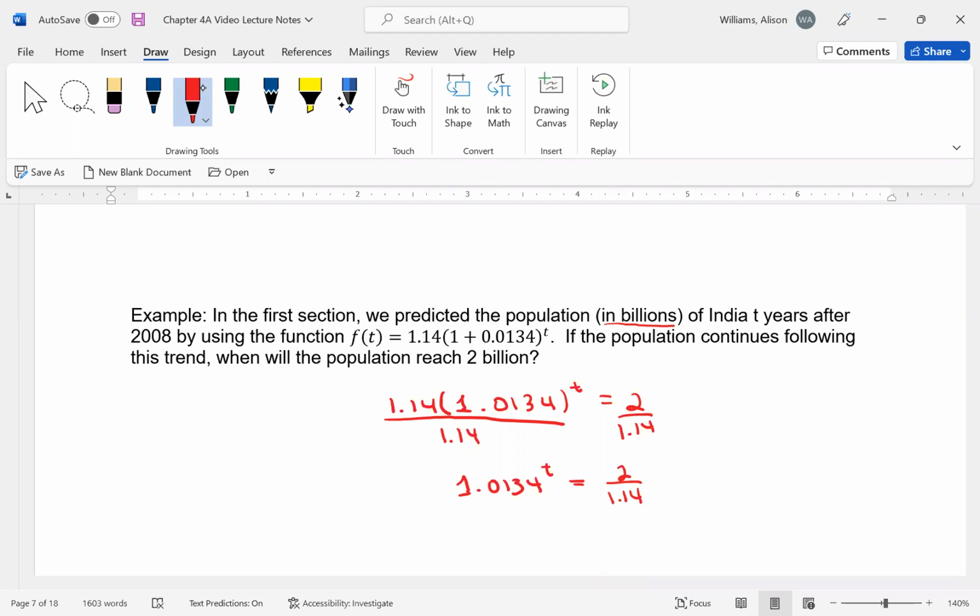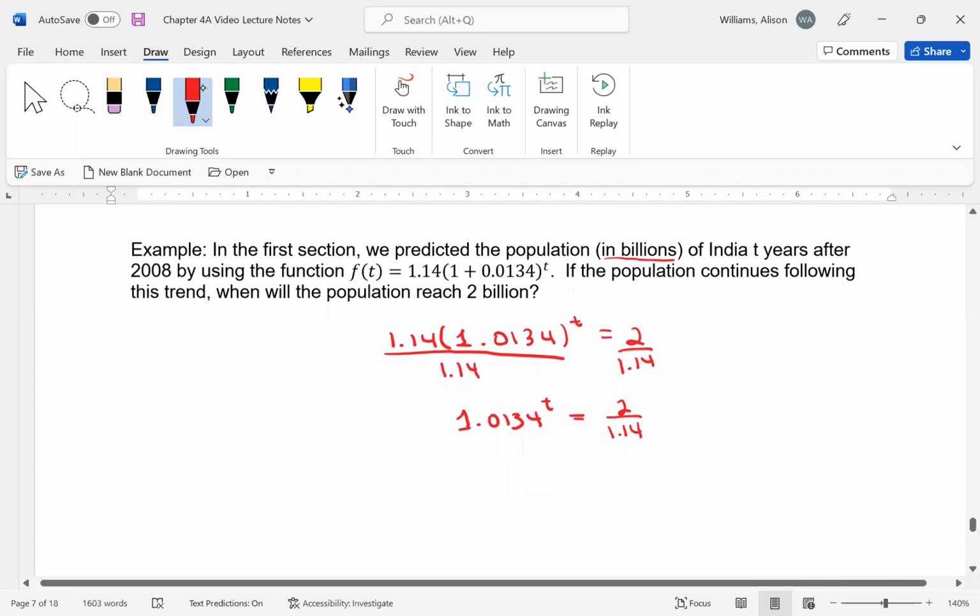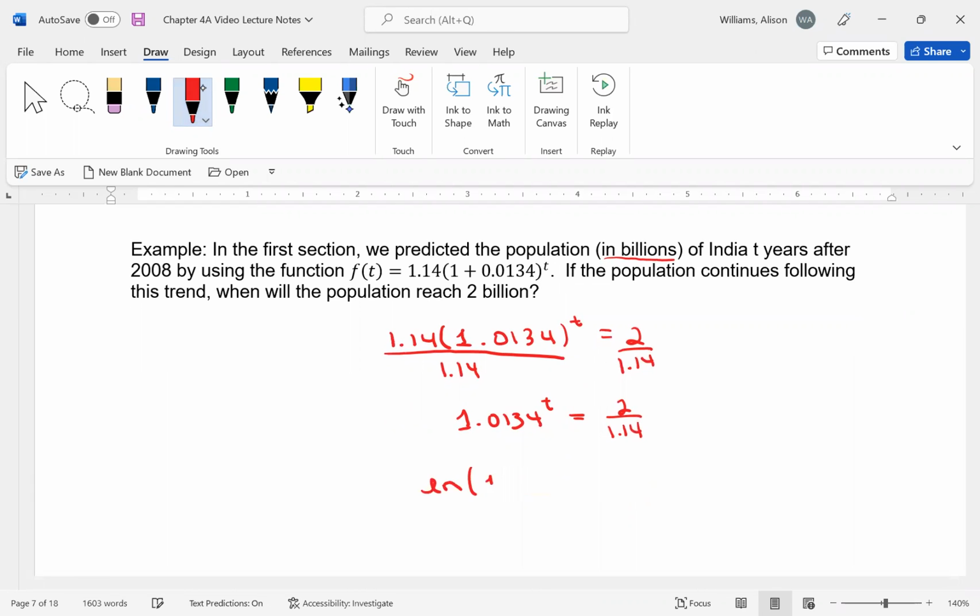Okay, so now in order to get t no longer as an exponent, I'm going to take the log of both sides. Now I used the common log earlier, but I'm going to use the natural log now, because it really doesn't matter which log we use, as long as you take a logarithm of both sides. So I'll just use the natural log.